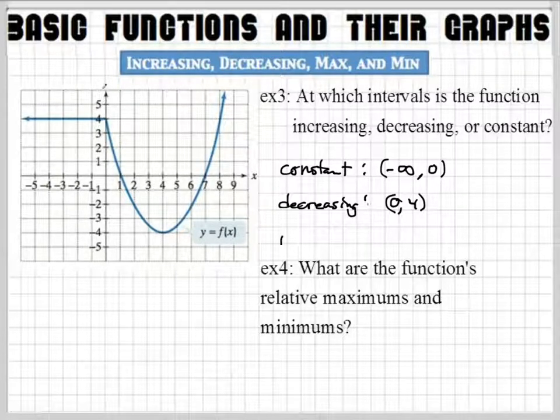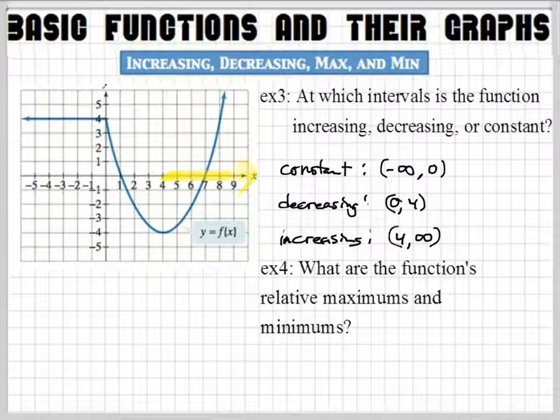Then we have our last one, increasing. And that's from this point right here, from 4 on. You guys see the arrow right here? Arrow means infinity. So we're going to say from 4 to infinity. So when asked for these questions, it's talking about the x numbers. You look at the x-axis, and you tell me at which x numbers it is increasing, decreasing, or staying constant. Now this one only has one interval for each situation.